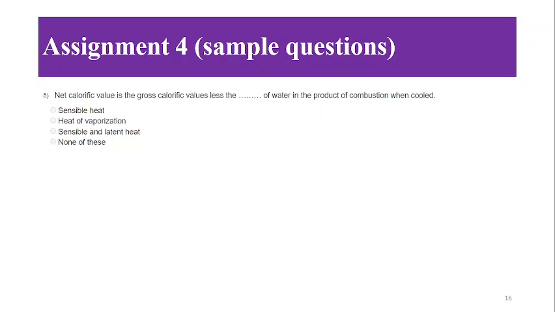Okay, I'll let you know. Net calorific value is basically the lower heating value, and gross calorific value is the higher heating value. As we have discussed already, higher heating value is the sum of lower heating value, or net calorific value, plus the heat of vaporization. So here the correct answer will be heat of vaporization. The difference between the gross calorific value and the heat of vaporization is net calorific value, which is the lower heating value.